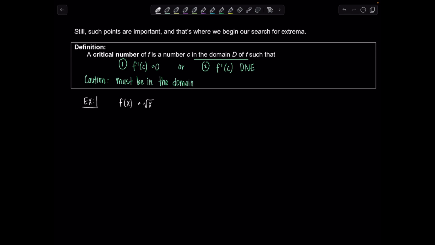The very first thing you should do is list the domain. And that's not going to be part of the directions, but that's just what you need to do. So the domain for square root of x we know is from 0 to infinity, no negative numbers. So let's take the derivative. If you want to remind yourself, this is x to the 1/2. So f prime of x is going to be 1/2 x to the negative 1/2, which is the same as 1 over 2 square root of x. Yes? Okay, so critical numbers come from two places. First place is where f prime of x is 0. And the second place is where f prime of x does not exist.